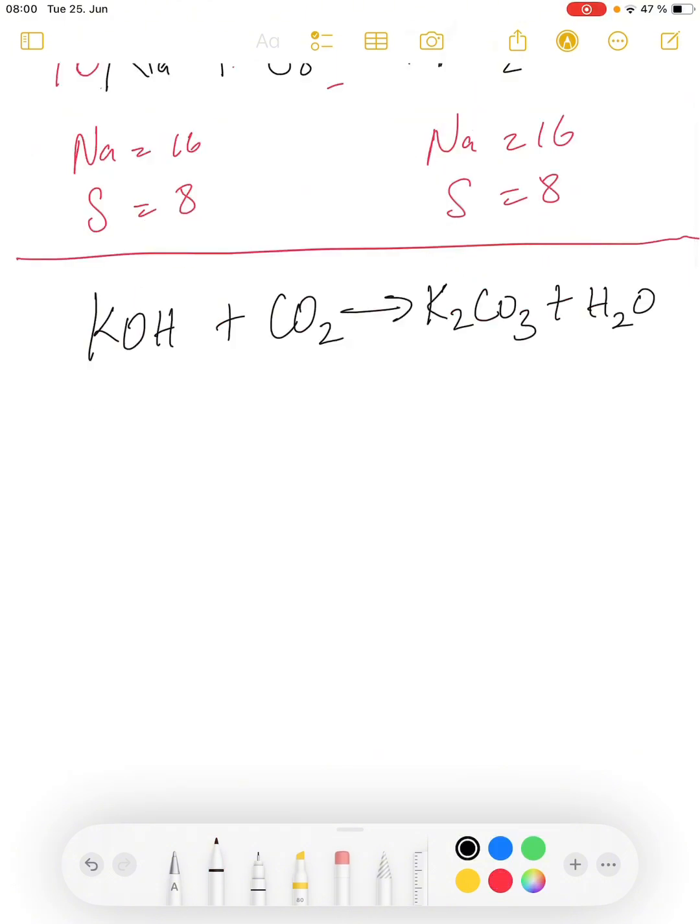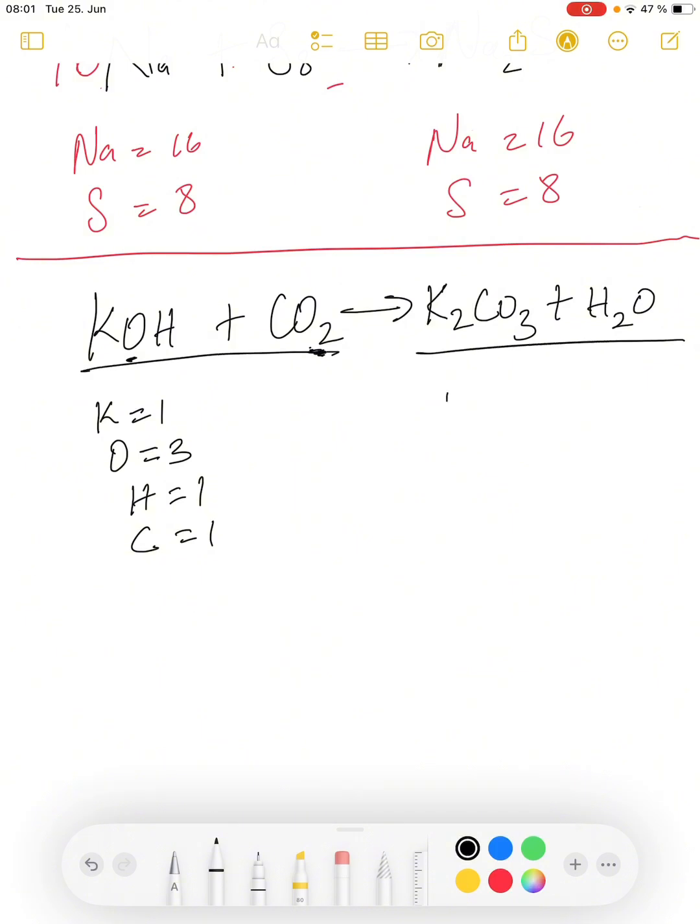OK, so how do we balance this one? We need to understand that on the reactant side, K is 1, O is 1 plus 2, which is 3, H is 1, and C is 1. Then if you go to the product side, K is 2, C is 1, O is 3 plus 1, which is 4, and H is 2. So to balance K, we put 2 here. If we put 2 here, K becomes 2 on both sides.